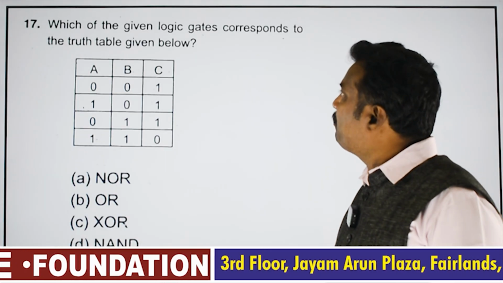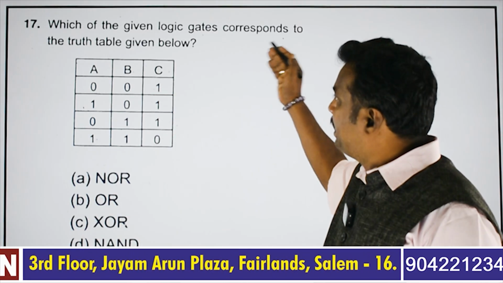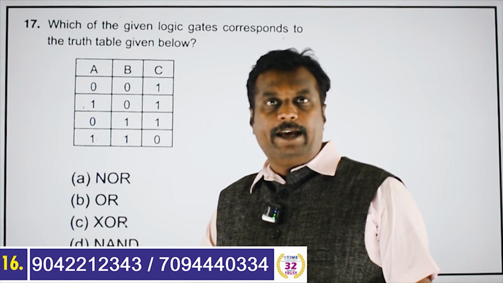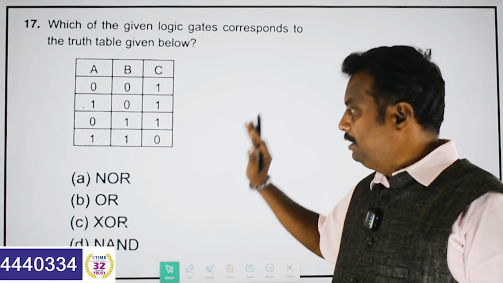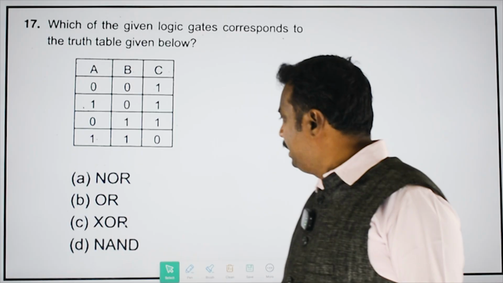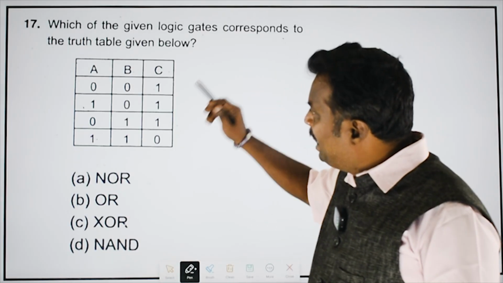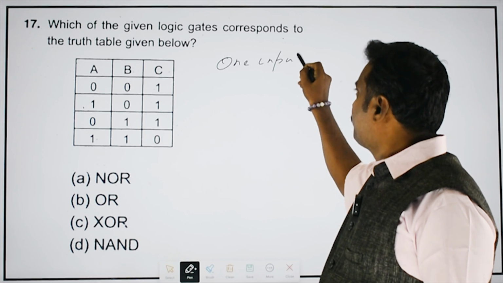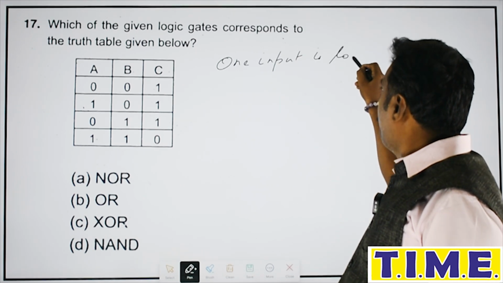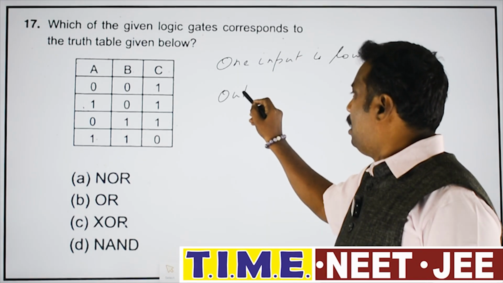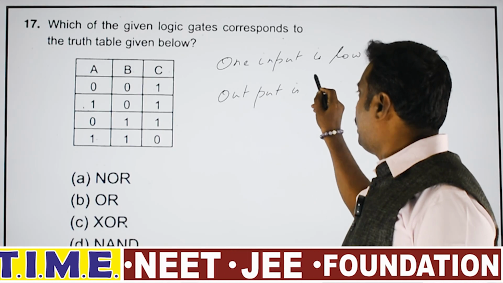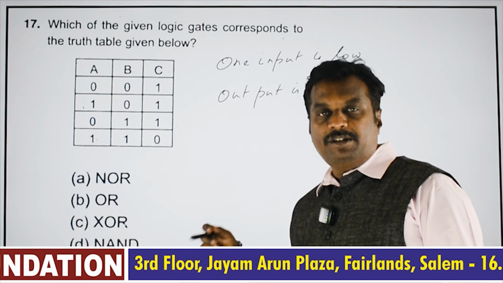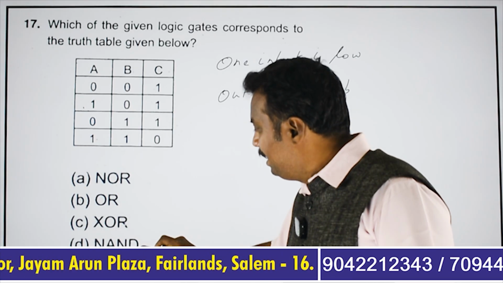Next, which of the given logic gates corresponds to the truth table given below? We have a truth table with A, B. Let us consider A as input and B as input. Of course, C will be your output. In the truth table, when any one input is low, output is high, right? Whereas when both the inputs are high, the output is low. So the corresponding gate will be your NAND gate, right?